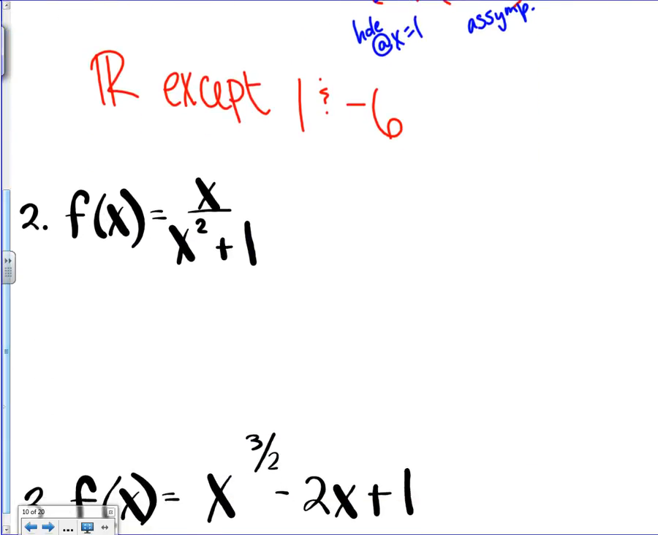Number 2 here. Again, remember, any issues with continuity will happen where the domain has an issue. And if you look at the denominator here, this thing won't factor. It won't ever be 0, so there are no domain issues. So this thing is continuous everywhere.